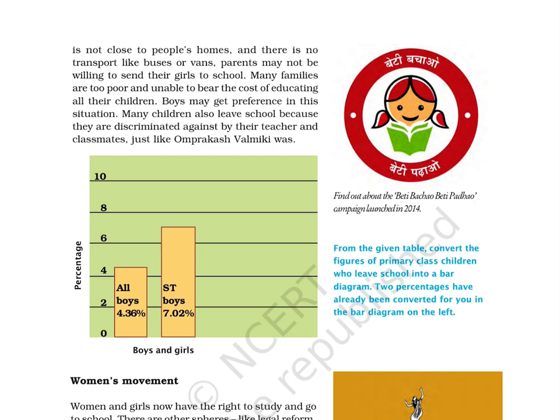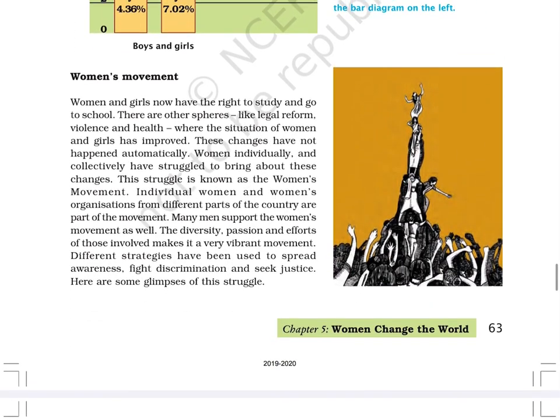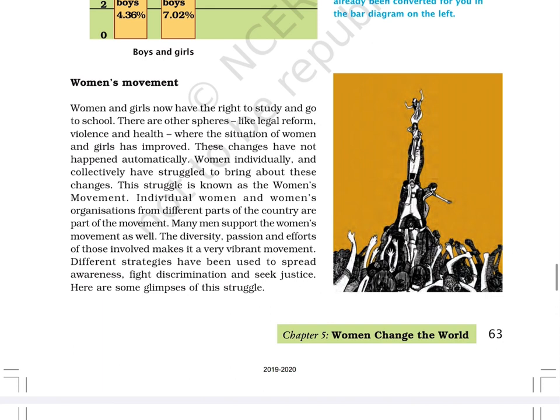Women's movement. Women and girls now have the right to study and go to school. There are other spheres like legal reform, violence and health, where the situation of women and girls has improved. These changes have not happened automatically. Women individually and collectively have struggled to bring about these changes. This struggle is known as the women's movement.